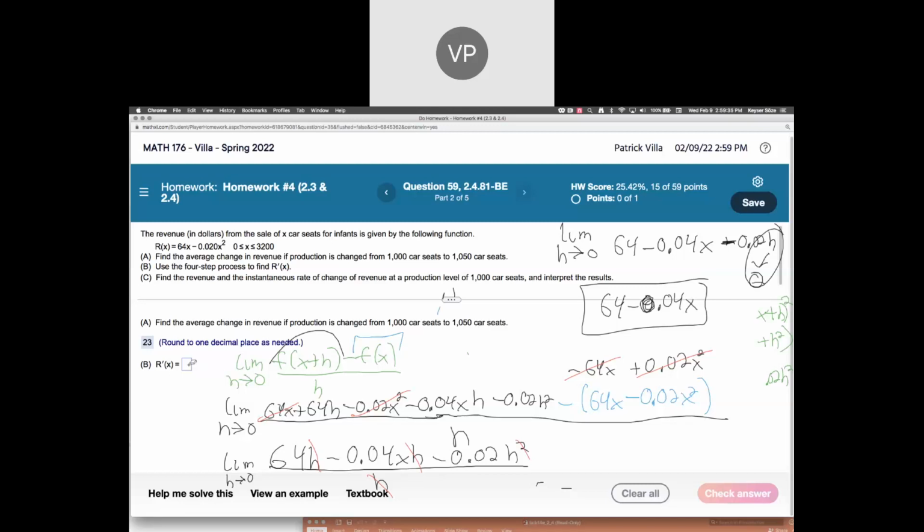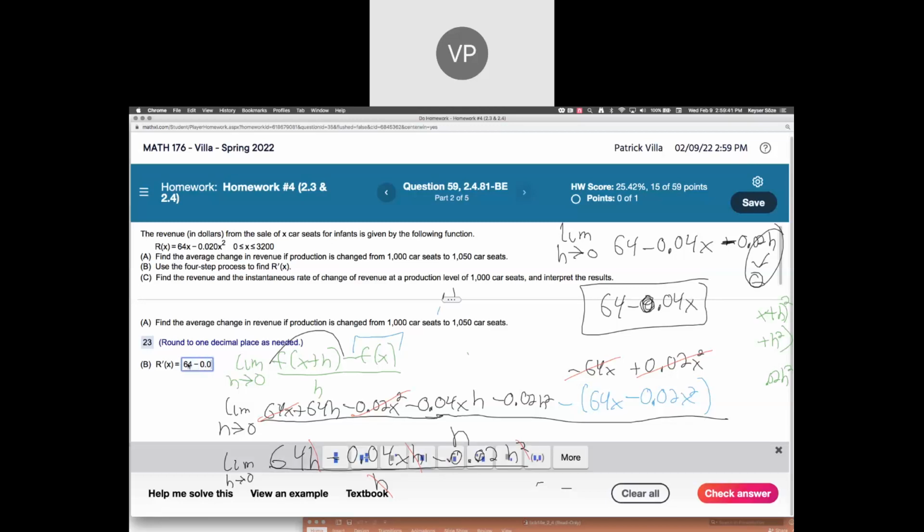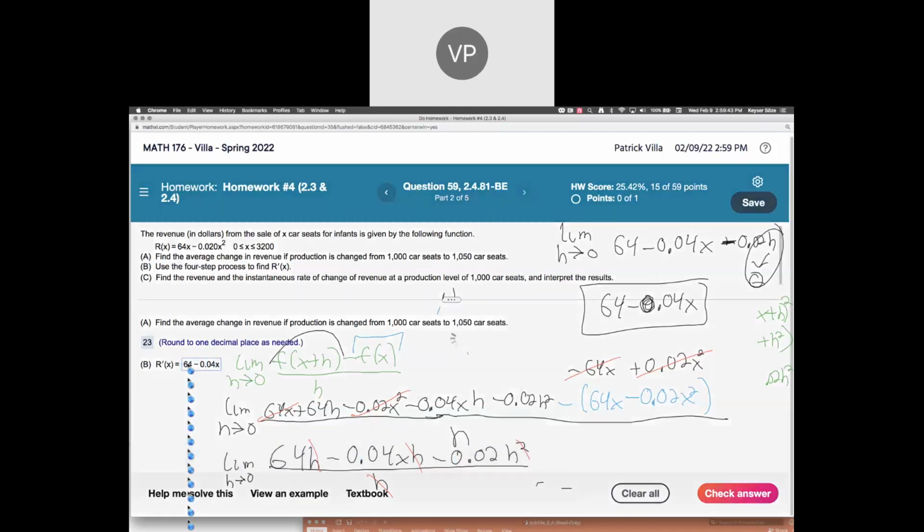I have my function, I have my derivative, and there it is, our 64 minus 0.04x. There's our derivative. So again, pause that if you need to look this over. I'm going to clear everything out.